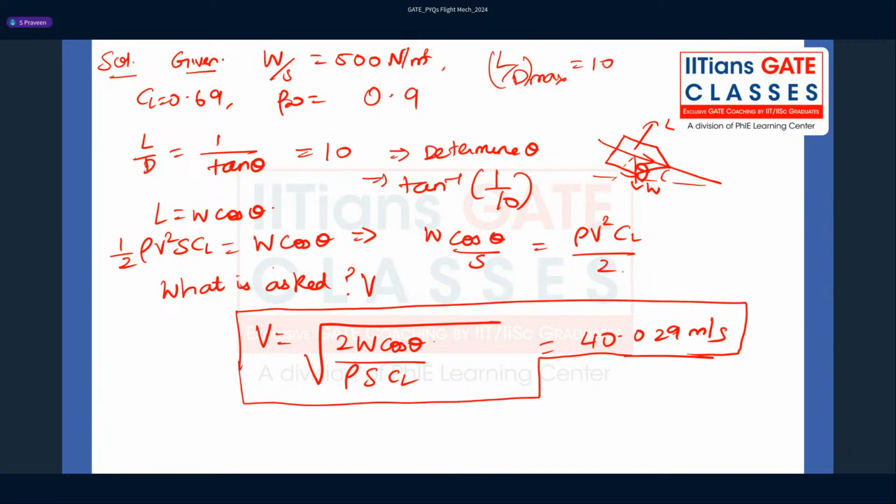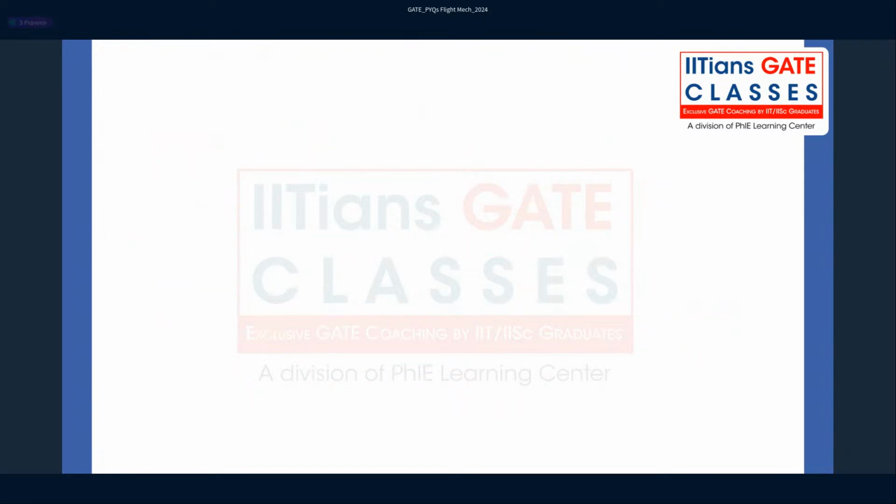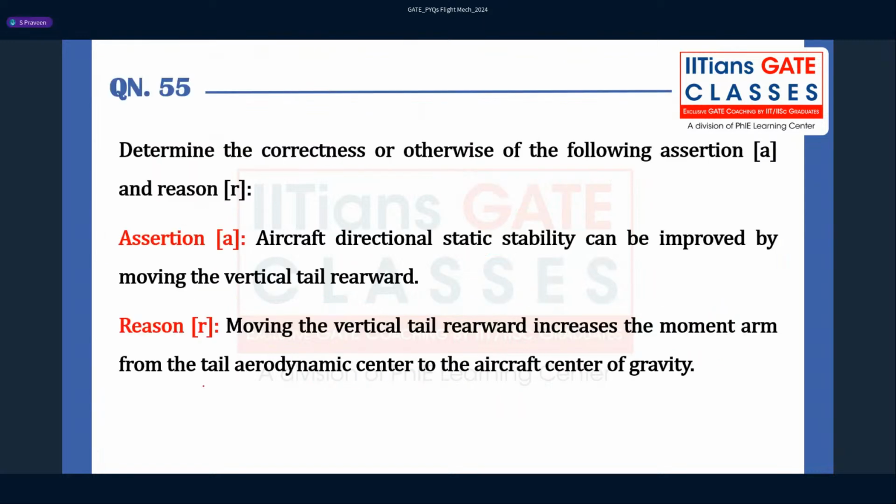Right. So again, problems like these are more to come in the GATE question. That is application of the formulas. Okay, right. So let's go to the next question. This is an assertion and reason based question. Determine the correctness or otherwise of the following assertion and reason. So we have an assertion in here and a reason.